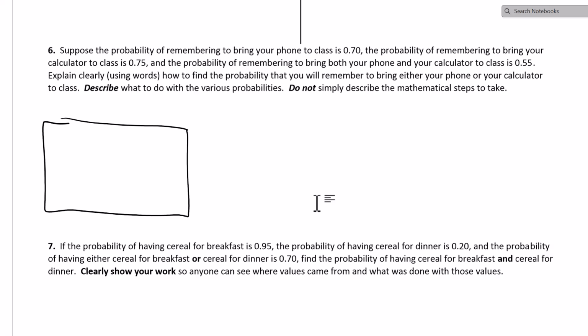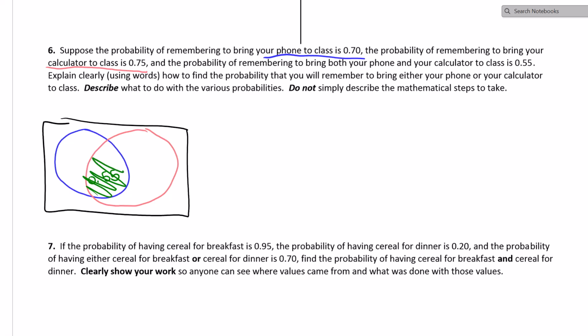So there's kind of a place, let's do 0.7 for bring your phone and make it blue. So that would be approximately 70% of the total space. I think that's sort of close. And then calculator is 0.75, so a little bit more likely, slightly bigger. And the probability of both of them is 0.55 when this is happening together. So the space right here is where they happen together.